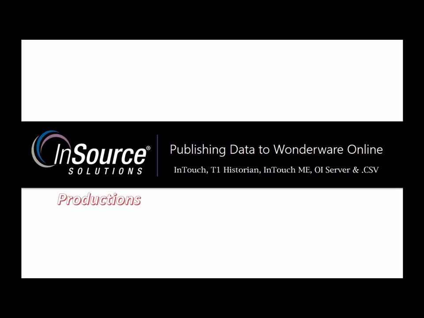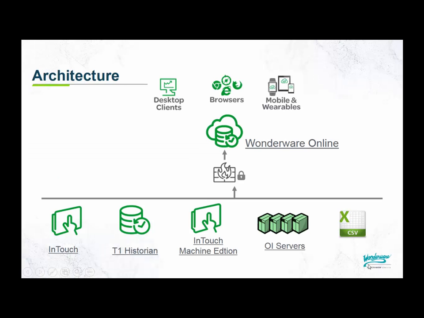The creation of dashboards and charts is covered in another video that we have in this series, but in this video we're going to talk specifically about how to get data into Wonderware Online from a lot of these different data sources. As you can see on the screen, we're going to talk specifically about how to get data from InTouch, how to get data from a Wonderware Tier 1 historian, how to get data from an InTouch Machine Edition, and how we get data directly from an OI server, an IO server that can publish data up to Wonderware Online. And we also can accept CSV imports.